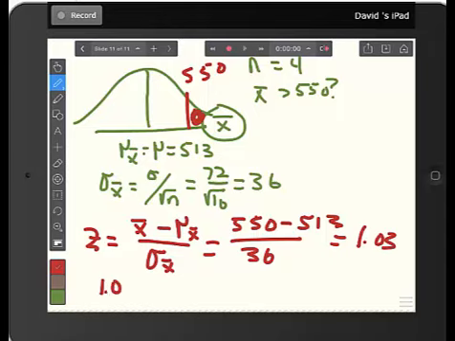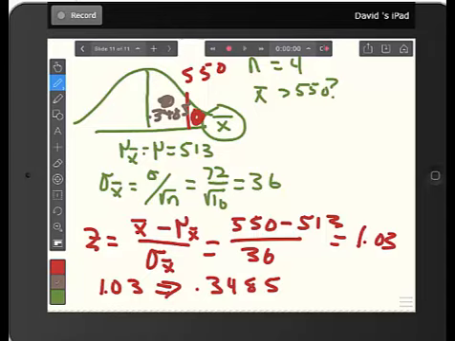And if you have a z value of 1.03, that's going to give you an area of 0.3485. And again, that's this area in here. That's the 0.3485.